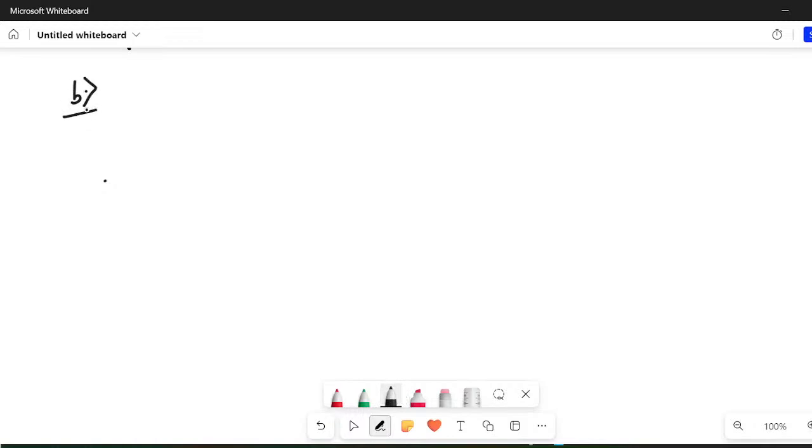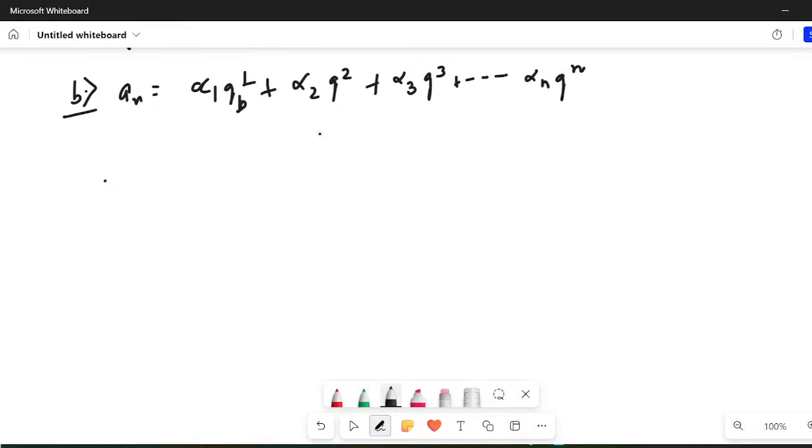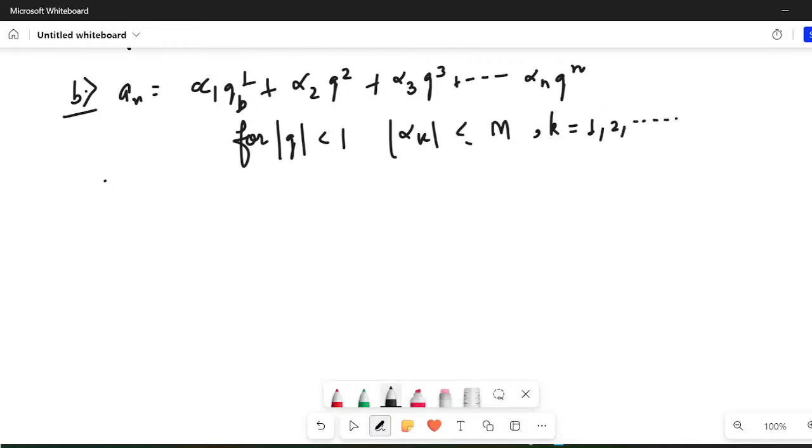What do you think about this particular sequence, that is a_n given by alpha_1 q^1, alpha_2 q^2, alpha_3 q^3, and so on, alpha_n q^n, for modulus of q less than 1, and alpha_k is such that it is bounded for all k equals 1, 2, 3, and so on and so forth.